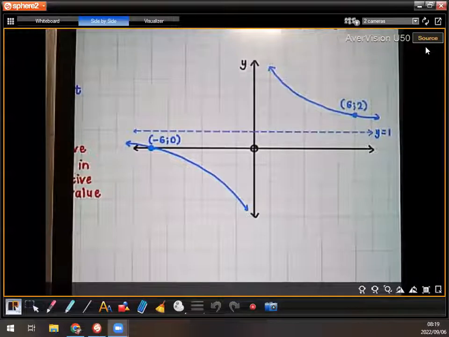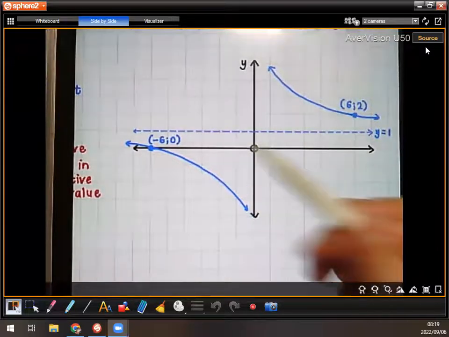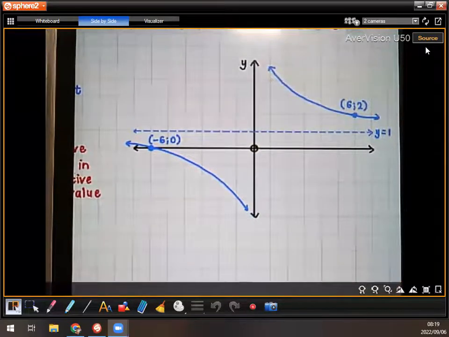Guys, it's a little bit easier to draw if you use a scale on the x-axis. So you just use one block for 2 units instead of one block for one. That's fine.